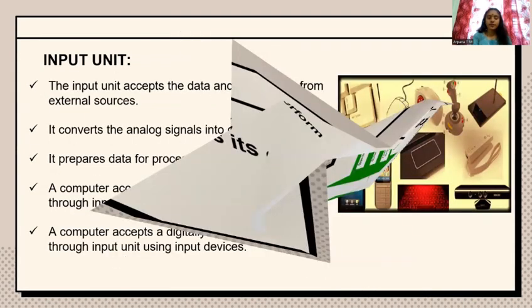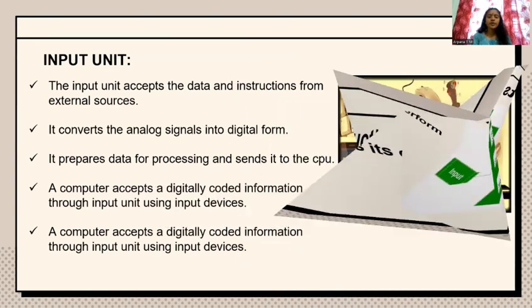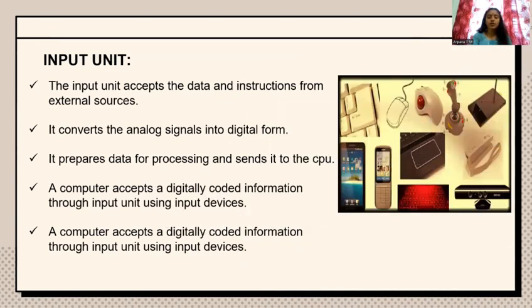First is the input unit. The input unit accepts the data and also the instructions from the external sources, and it converts the analog signals into the digital format. Not only converting, but it also prepares the data for processing, and later on it is sent to the CPU. A computer generally accepts digitally coded information through the input unit by using the input devices.